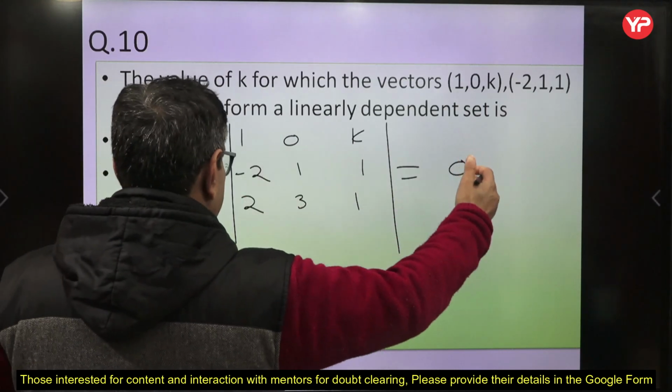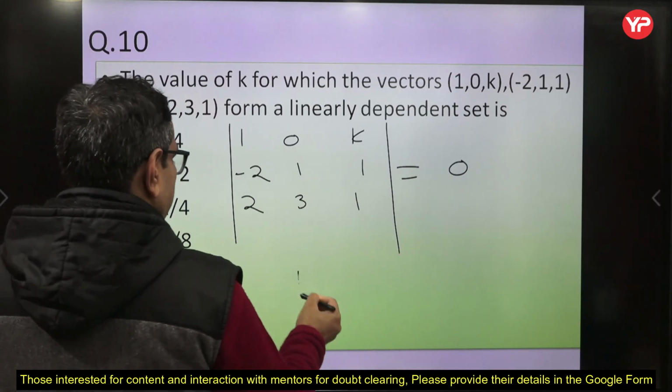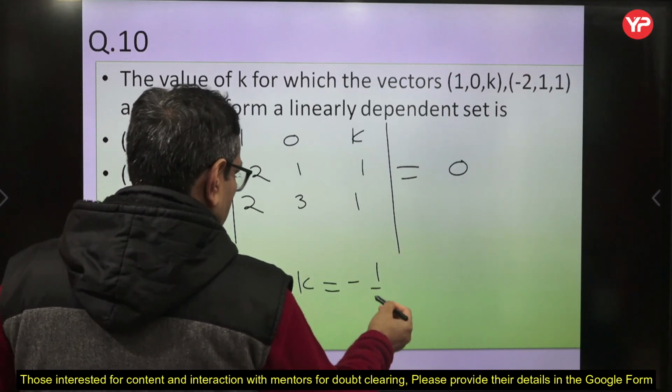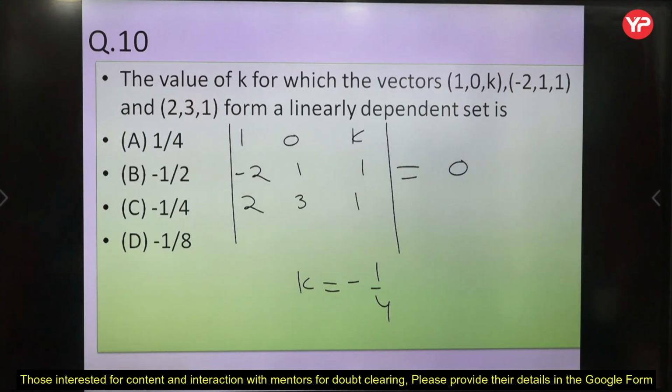So you expand and then you will get the answer. Okay, so you will get the value of k, and that is minus 1 upon 4 here. So please solve it.